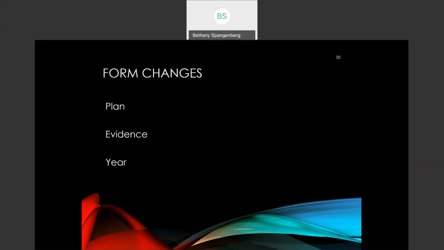Now we will look at the form itself. There are 3 changes to the eligibility form after review from both assessment and special services offices at ADE. The changes are reflected in statements for the plan, evidence, and specifying the year.